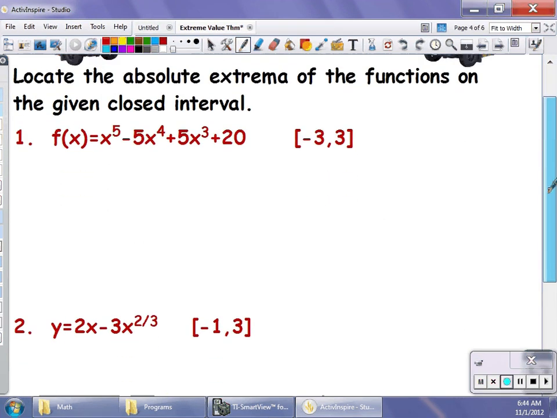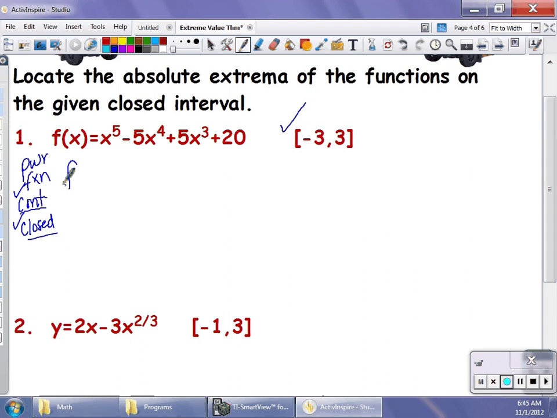Locate the absolute extrema of the function on the given closed interval. So think about the function x to the fifth. It's a power function. A power function is continuous. So we have that criteria checked off. They've given us a closed interval. We have that criteria checked off. So remember, if the conditions are met, then there's a promise that there will be a highest y value and a lowest y value. So step number 1 is to identify the endpoints. That's given.